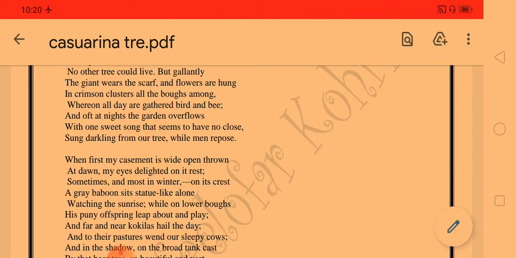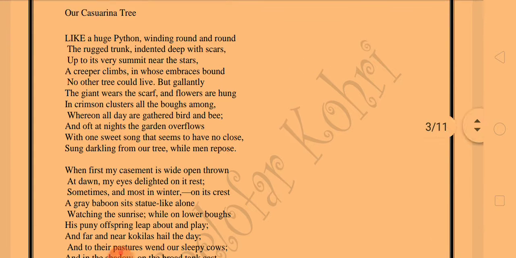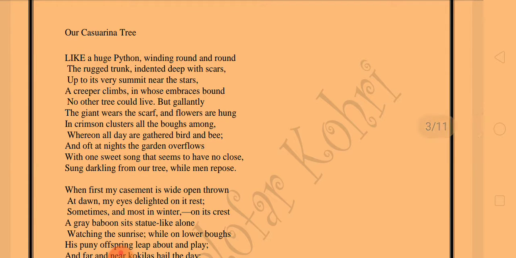So under the grip of this very strong creeper, no other tree would live if it were not of that much age like the casuarina tree, but this tree could carry it because it has the strength, the power, the experience of old age. So she appreciates the tree in the beginning.